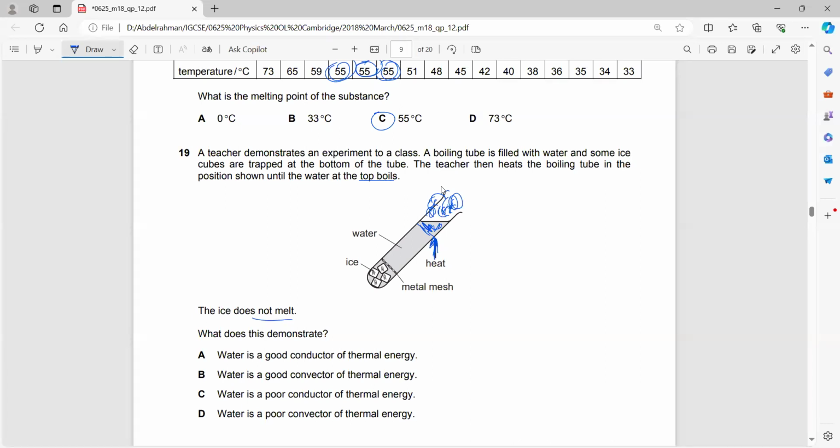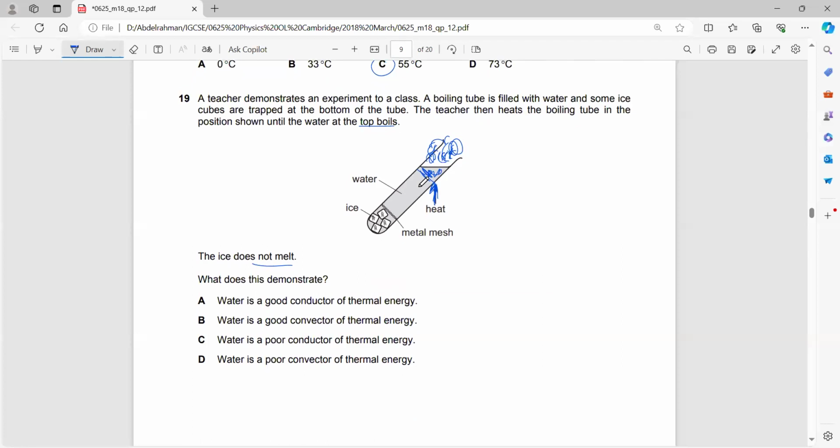Why is this so? What does this demonstrate? The top of the water starts to boil, but the ice does not melt. Okay, let's cancel out the wrong answers. Water is a good conductor of thermal energy. No, this is wrong. Water is not a good conductor. Water is a good convector of thermal energy. Hmm, it could be. Water is a poor conductor of thermal energy. Okay, it could be. Water is a poor convector. No, actually, water is a good convector of thermal energy.